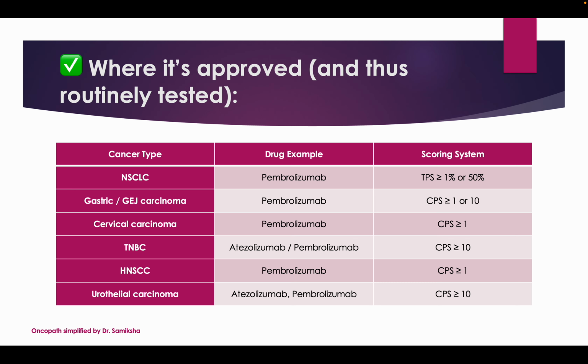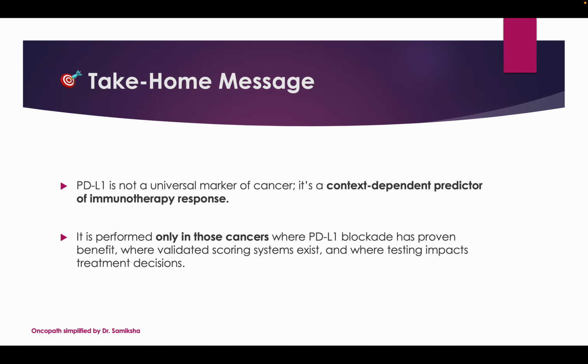As you can see in the last column, we have a TPS and a CPS, that is, a tumor proportion score or a combined positive score. In non-small cell lung carcinoma, you have a TPS. In other cancers, you have CPS. How the TPS and CPS are derived, we will see in a separate presentation. To conclude, PD-L1 is not a universal marker. It is only performed in those cancers where PD-L1 blockade has proven benefits, where the scoring system has been validated, and where the testing has actually impacted treatment decisions.